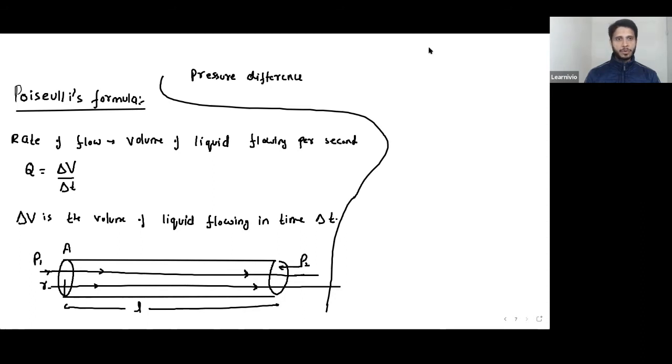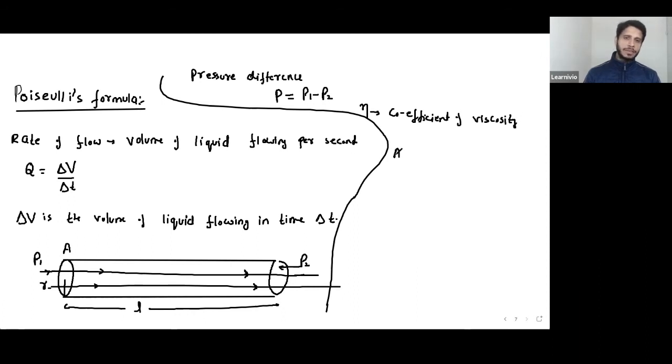Left. But where is the liquid moving? Right hand side. Which one is greater? P1. So I'm just writing this as P1 minus P2, higher minus lower. This is the pressure difference. And eta is the coefficient of viscosity of the liquid which is passing through the pipe.